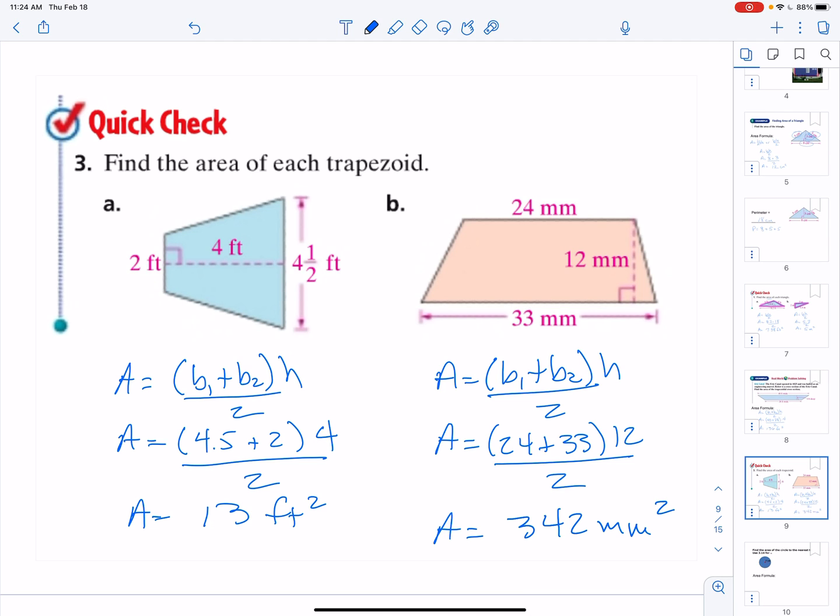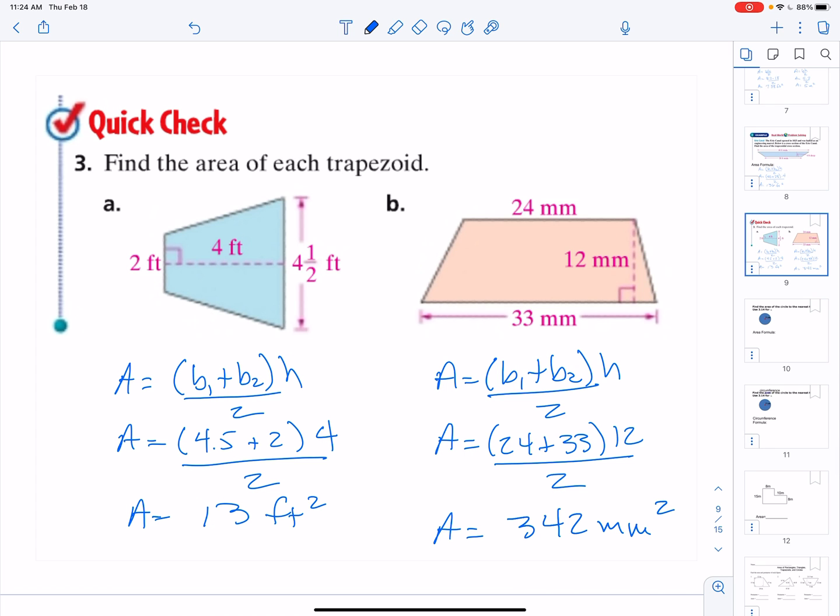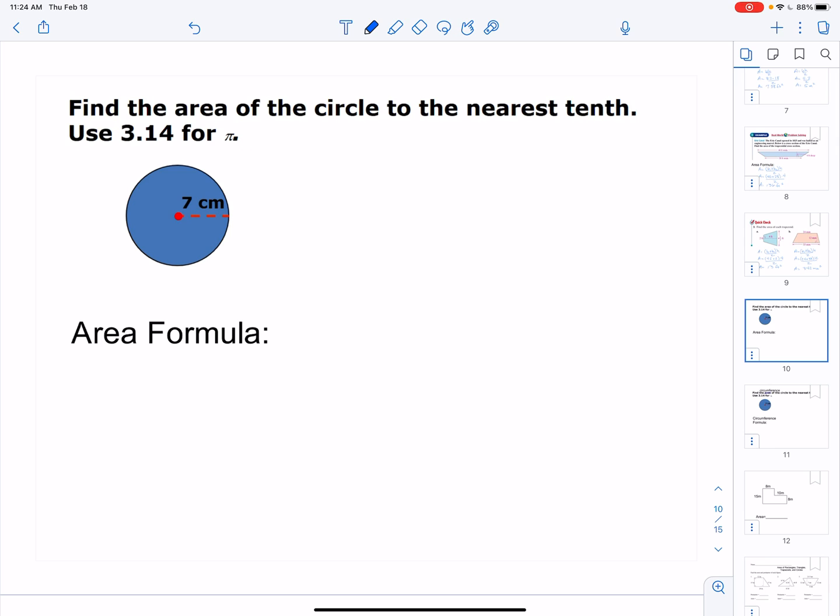And that's how you do trapezoids. So we've learned triangles, we've learned trapezoids. Now the next figure, which in my opinion is probably the hardest one to do, is the circle. Here are our circles.